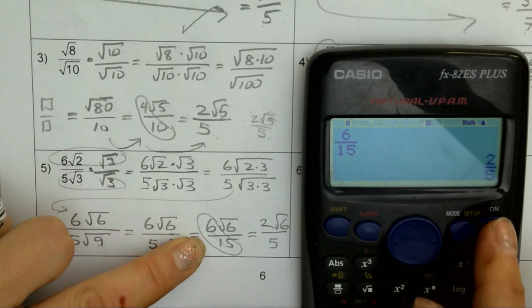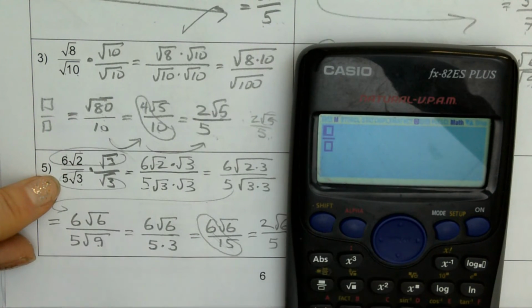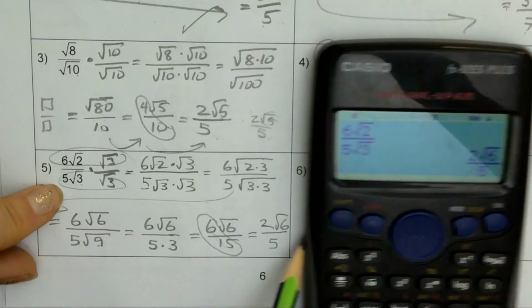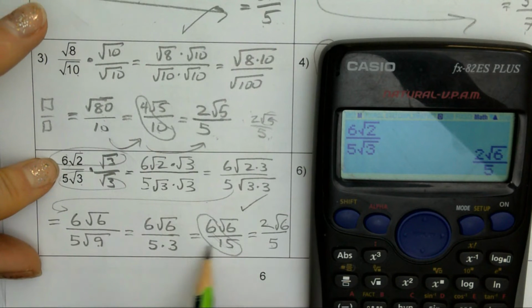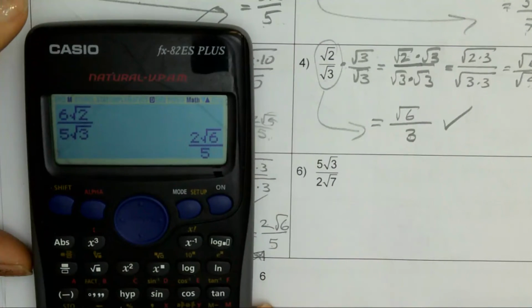Let's put it in again to check. 6 root 2 over 5 root 3. 2 root 6 over 5. Yes, we are correct. Good. So it's really important to check your answer to see if you've simplified it enough. Okay? Last question.